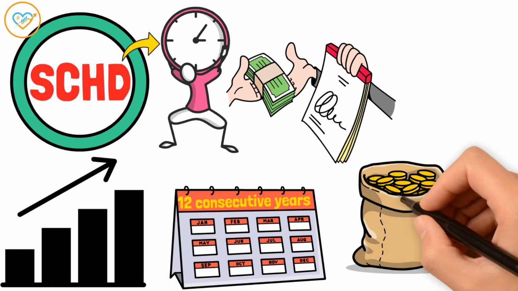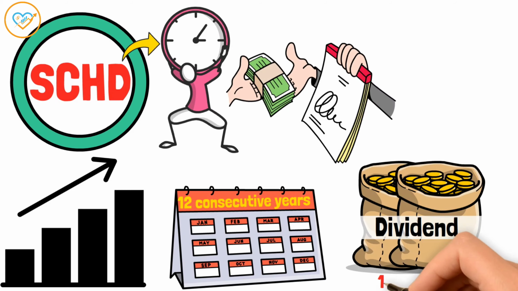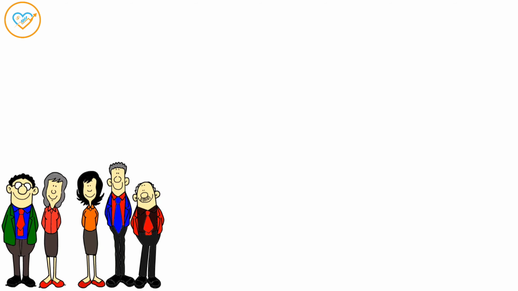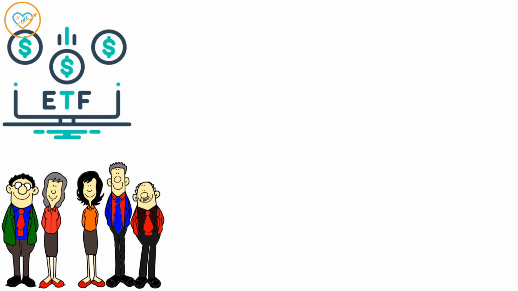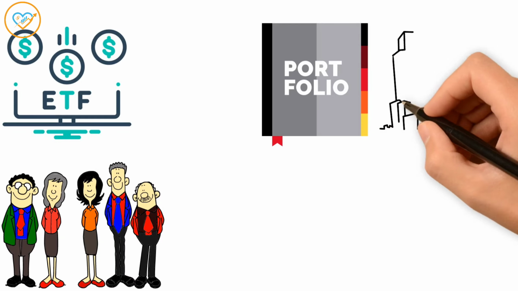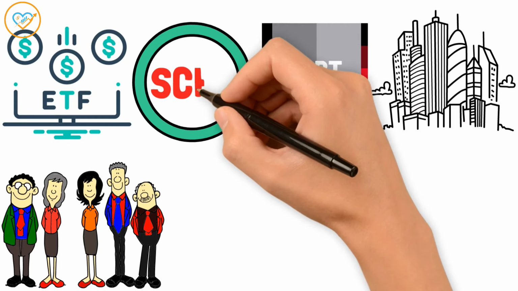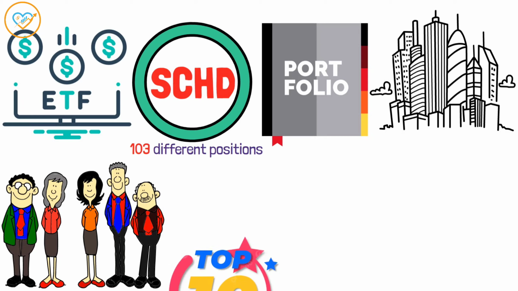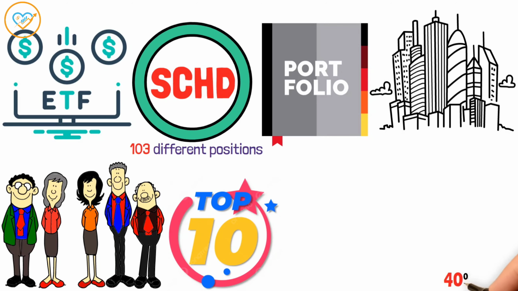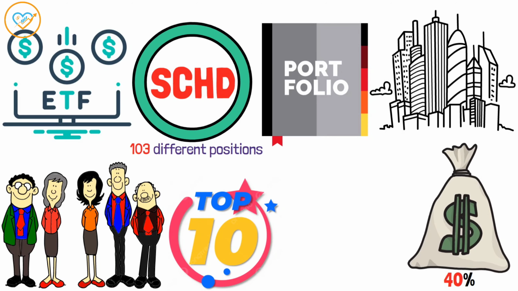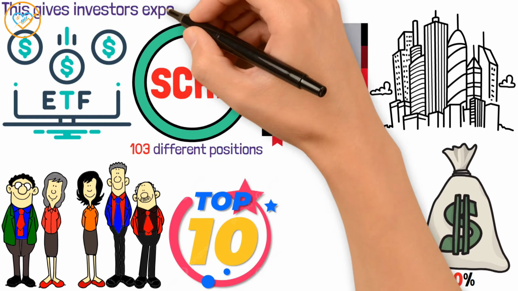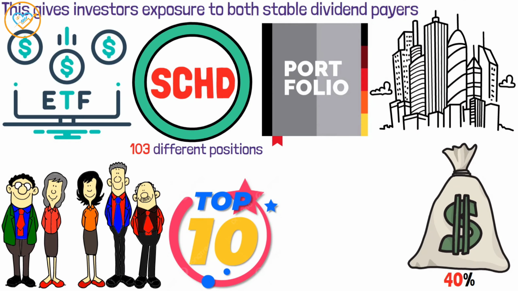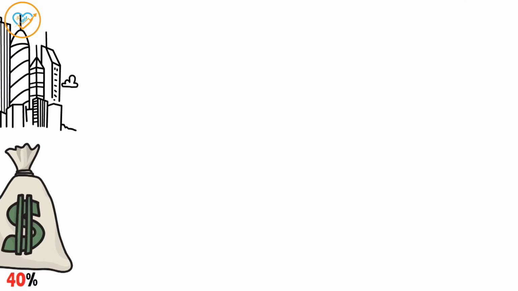In fact, the latest dividend payout saw a substantial 15% increase compared to the same period last year. Unlike individual stocks, valuing an ETF like SCHD involves looking at the broader portfolio of companies it holds. SCHD is made up of 103 different positions, with the top 10 holdings accounting for more than 40% of the fund's overall composition. This gives investors exposure to both stable dividend payers and potential growth.